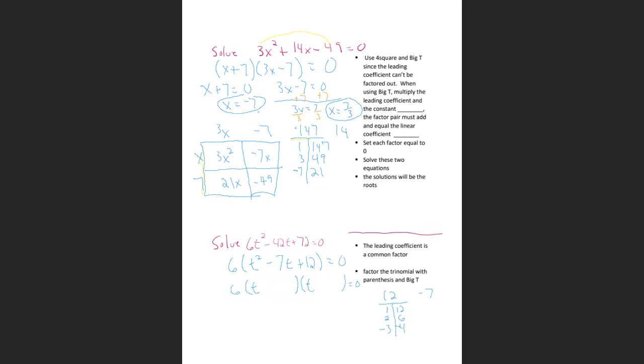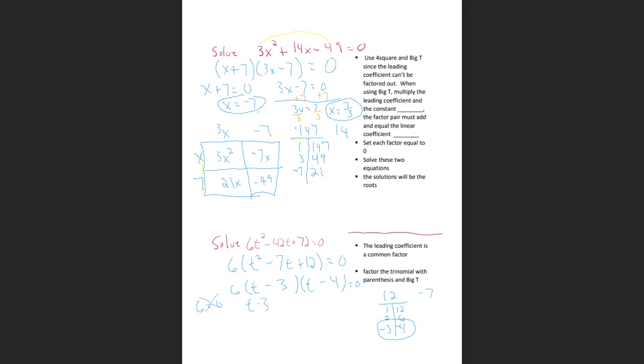So that negative 3 and that negative 4 are going to be the factors that I use to build the rest of the factoring. So I'm going to have a -3 here and a -4 here. Now we just set the factors equal to 0. But notice when I set 6 equal to 0, that's a false statement, so we just throw that out.